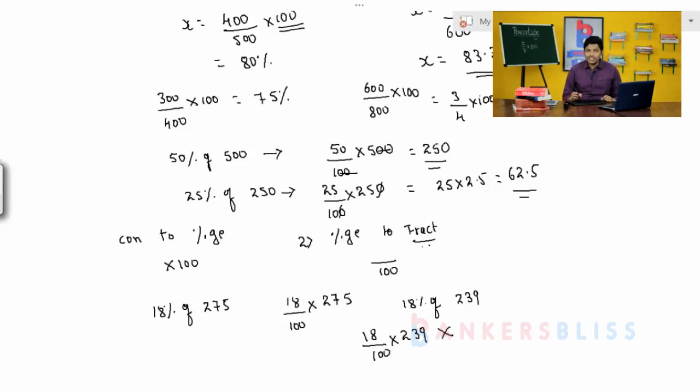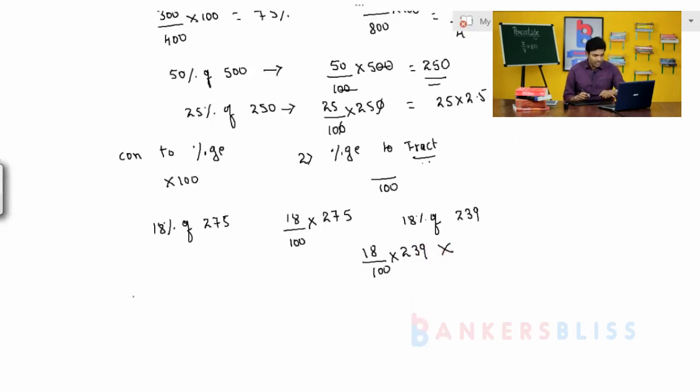So normally how can you calculate? It is very difficult. 18 into 239 you have to do, and divide it by 100. It takes too much time. Instead of that, you can go for a different methodology where you can save a lot of time to solve these types of problems. Let us go for those methodologies.